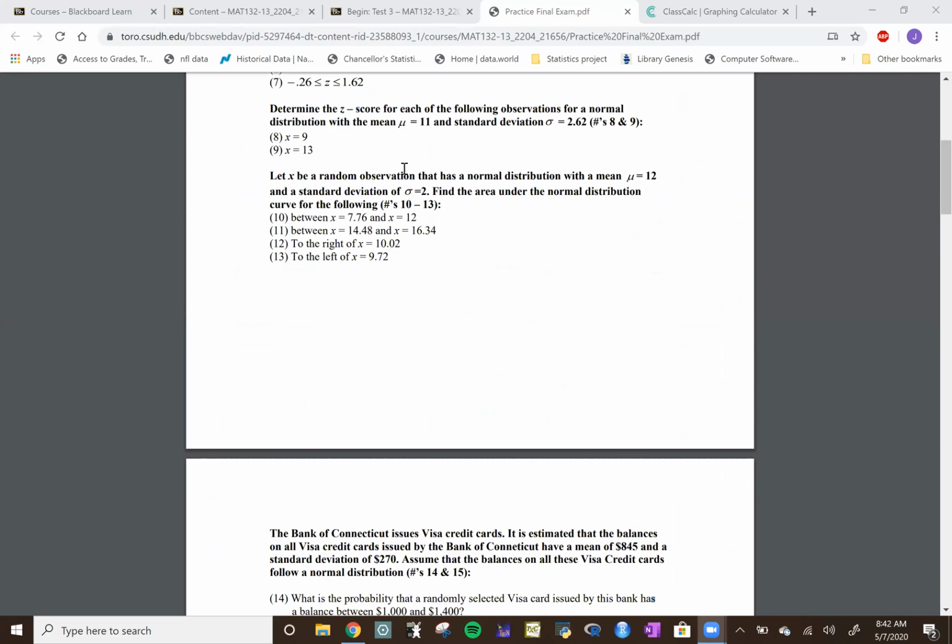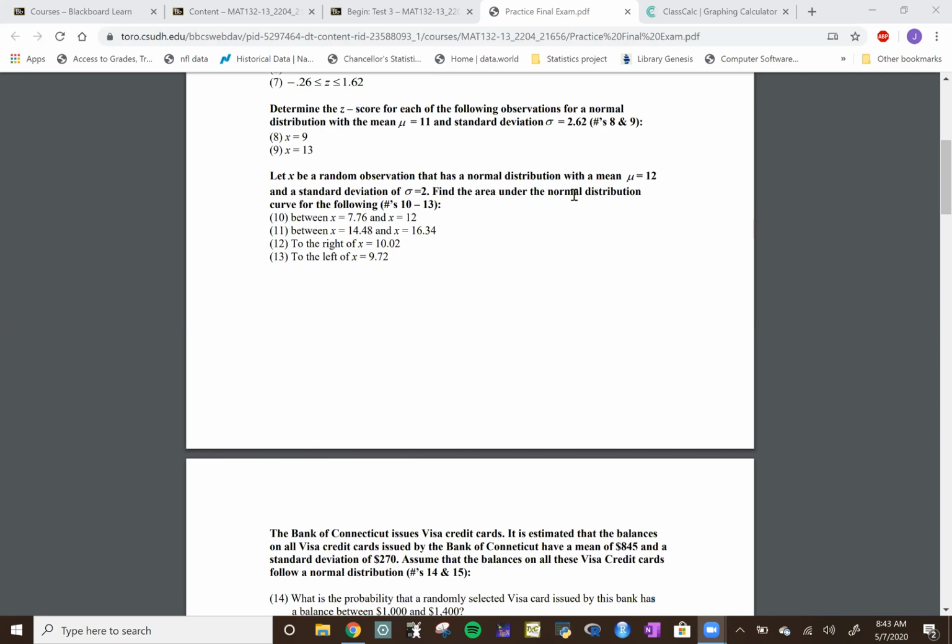All right, so if you look at the problem setup, they first tell me the mean is equal to 12. They tell me the standard deviation is equal to 2. If you look at number 12, it says to find the probability to the right of x equal to 10.02.